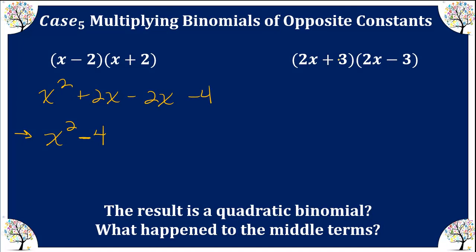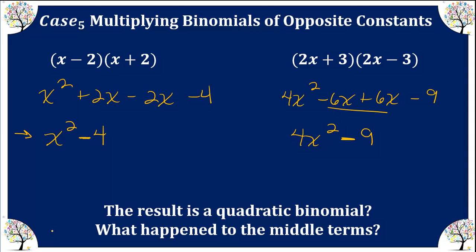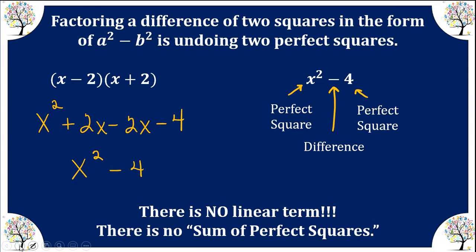Here we have 2x plus 3 times 2x minus 3. When we distribute, notice the two middle terms are opposites. When we combine, the linear terms cancel. And what we have left is the difference, subtraction, of two perfect squares. Now there is no such thing as the sum of two squares. The difference of two squares has a quadratic perfect square and a perfect square that's our constant, and there is subtraction between the two, and there's no linear terms.